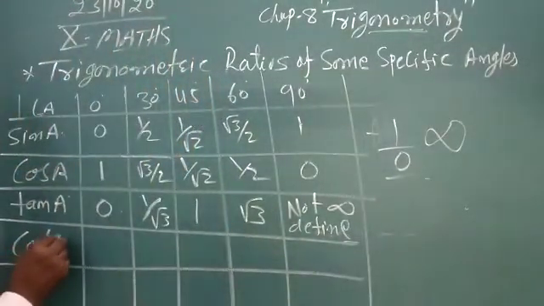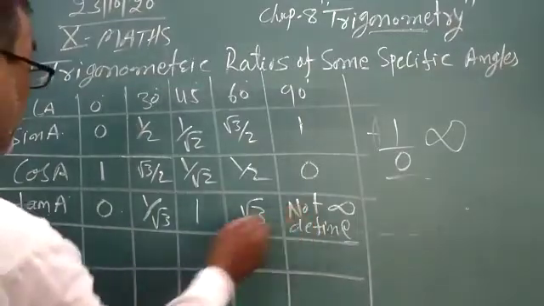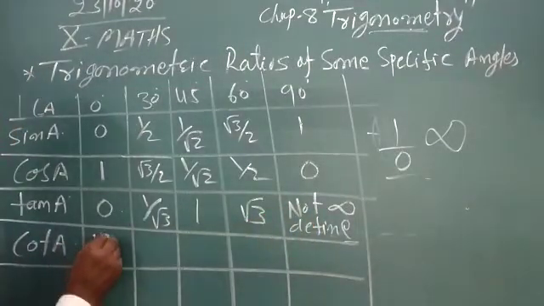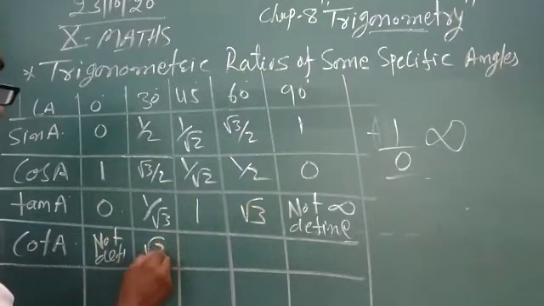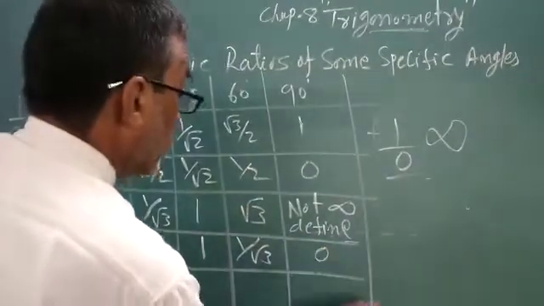Then cot. Tan and cot are inverses, so you start from here: not defined, then 30 is root 3, 45 is 1, 60 is 1 upon root 3, and 90 is 0.